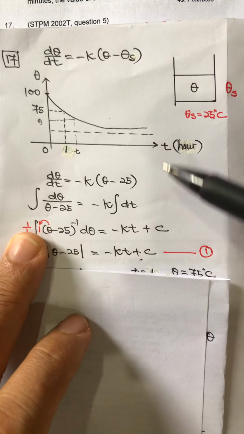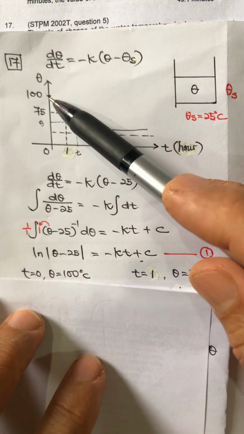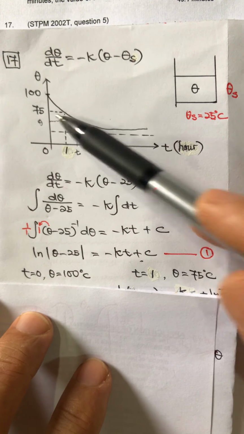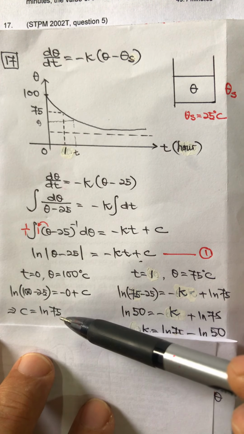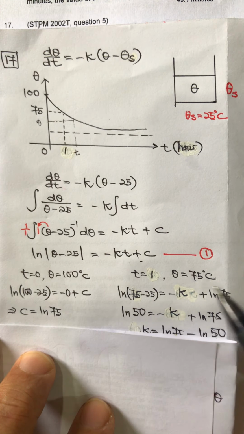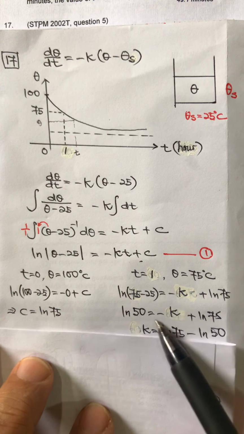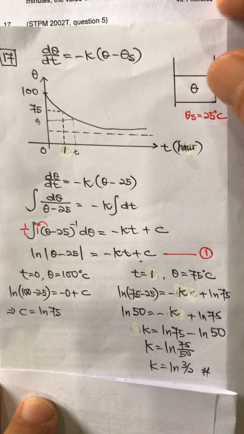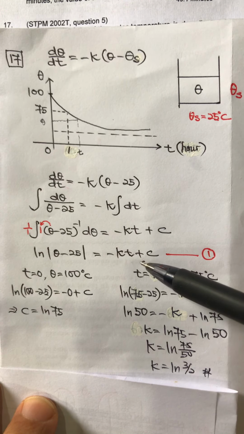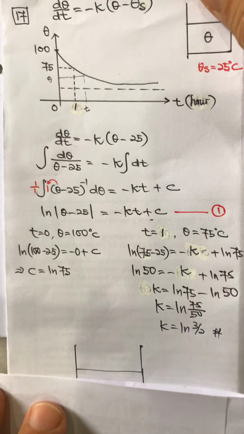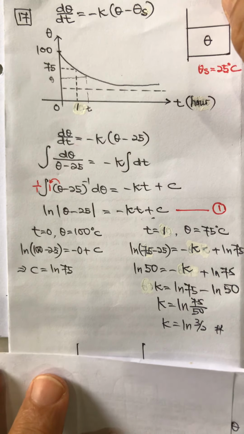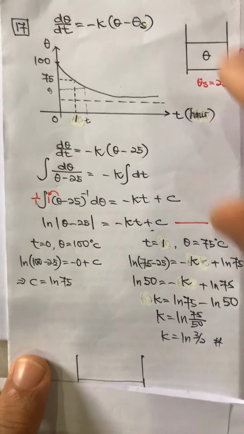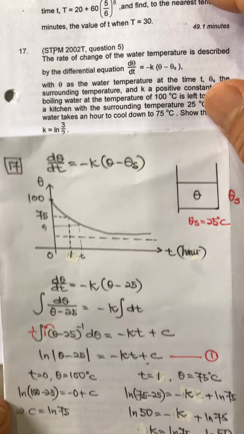Okay, after that, you just substitute the initial condition, t equal to 0, theta equal to 100, and then t equal to 1, theta equal to 75. So you substitute here, you get C is equal to this, and then with the C you bring it over here, you substitute again to find the K, you get this is the K. Okay, this one you can go through. So this is the general solution. Then after we get everything, we substitute inside, then we get the particular solution after we substitute the C and everything here.